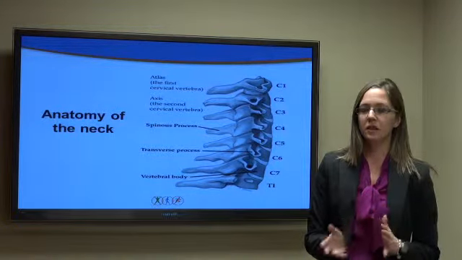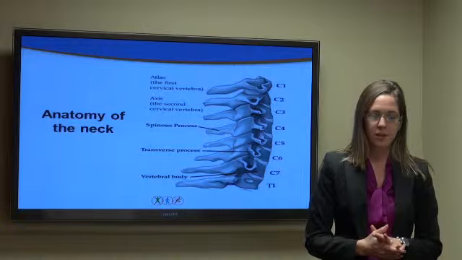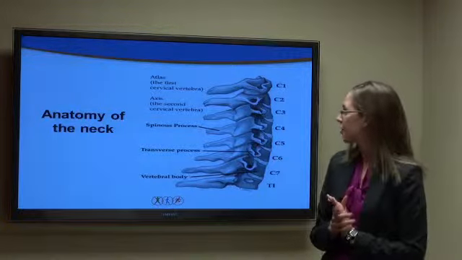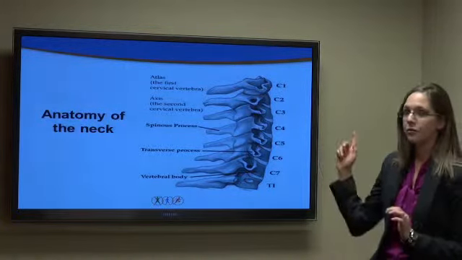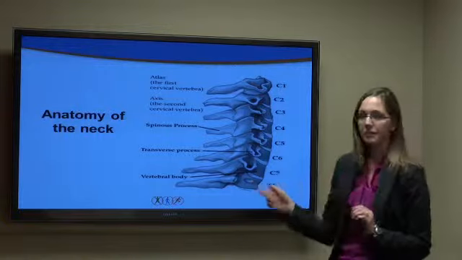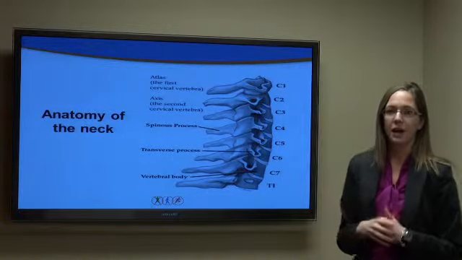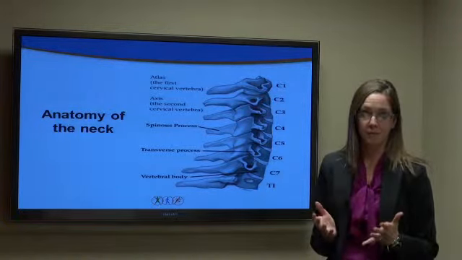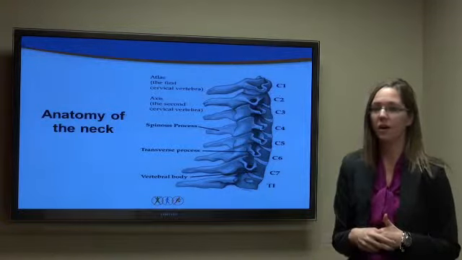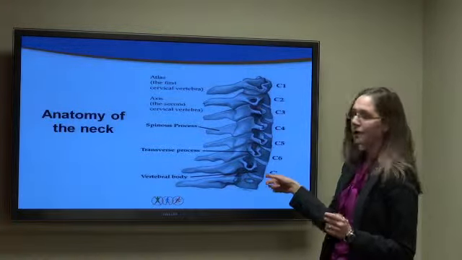So let's look at the anatomy of the neck a little bit. We have 7 vertebrae in the neck, and they're named from C1 to C7. The vertebrae in the neck are called the cervical spine. And the vertebrae are the bones that make up the neck.